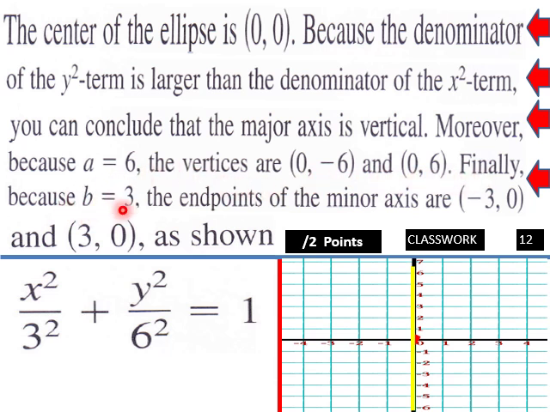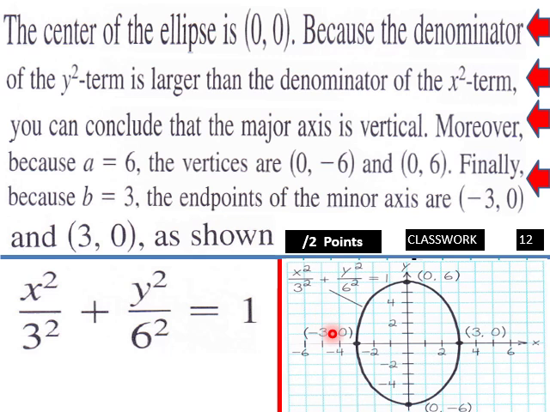And then finally, because b equals 3, which is 1/2 of a, the endpoints of the minor axis would be -3, 0, and 3, 0 as shown. So this would be your actual ellipse here given by this expression. It's vertically oriented, and here are your vertices, and then here is your major axis, here's your minor axis, -3, 0, and 3, 0 out here. So there is your sketch of this expression.